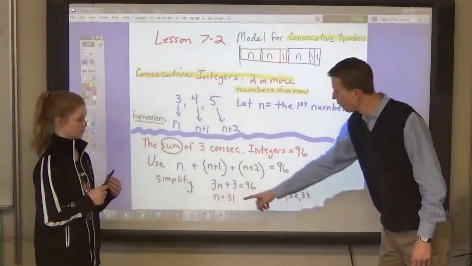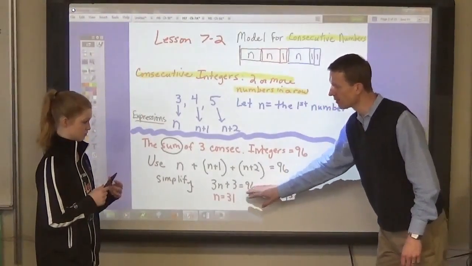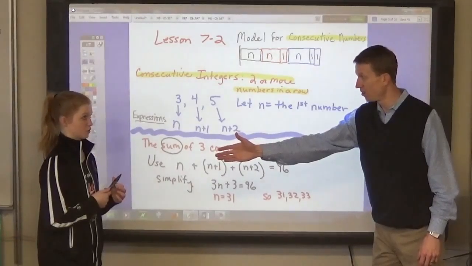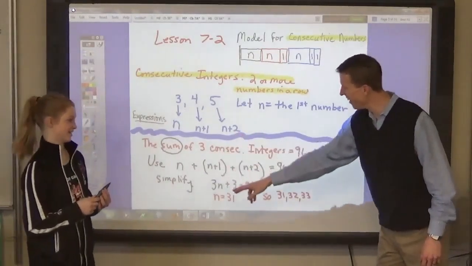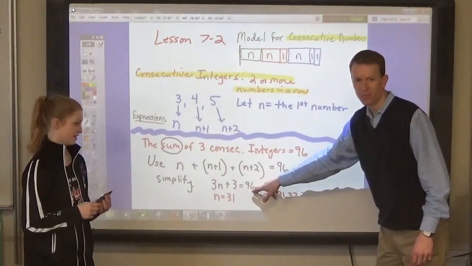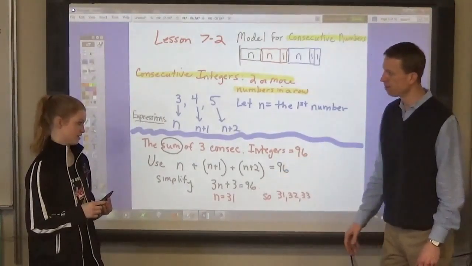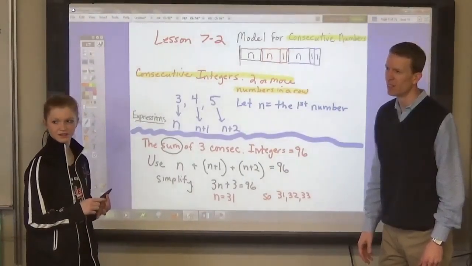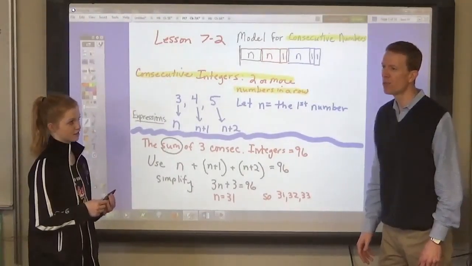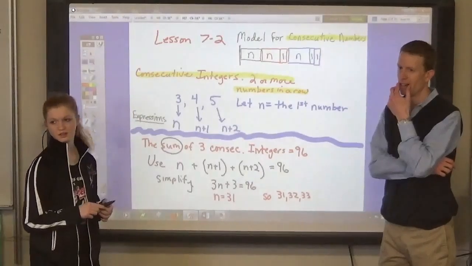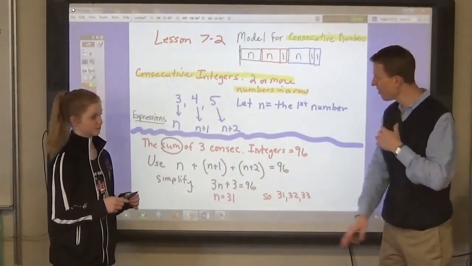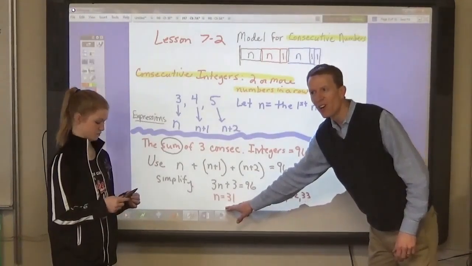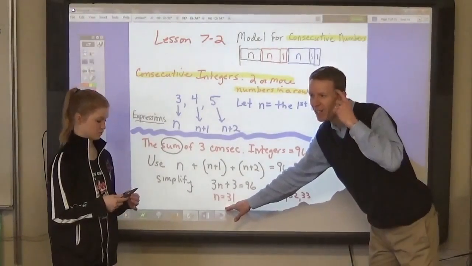Okay? And if we divide this side by 3, what's left is 93. If you divide that by 3, you get what? 93 divided by 3. 31. It even says it right here. n equals 31.